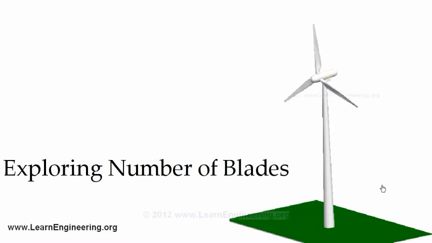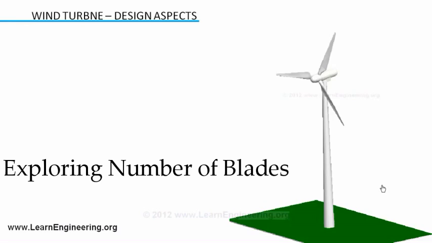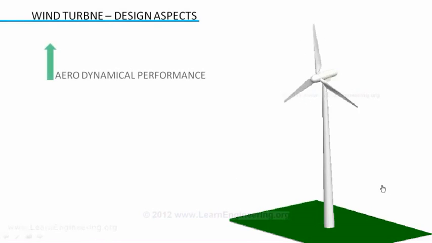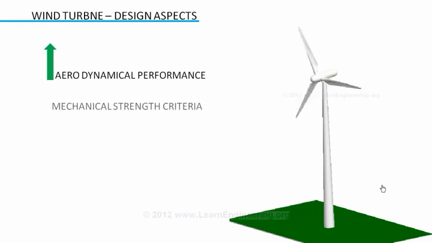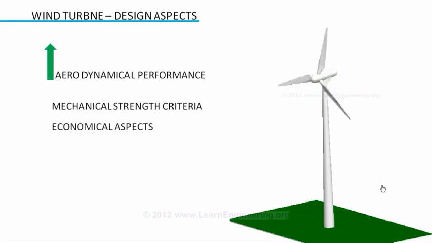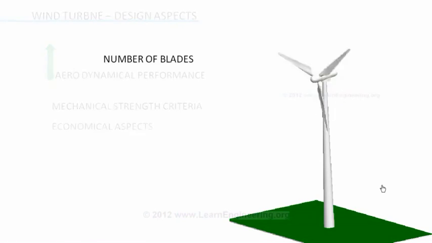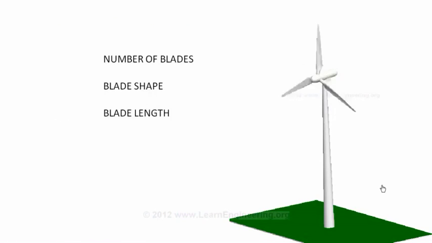The primary objective of a designer in wind turbine design is to maximize the aerodynamic efficiency, or power extracted from wind. But this objective should be met while well satisfying mechanical strength criteria and economical aspects. In this video we will see the impact of number of blades, blade shape, blade length, and tower height on wind turbine design.